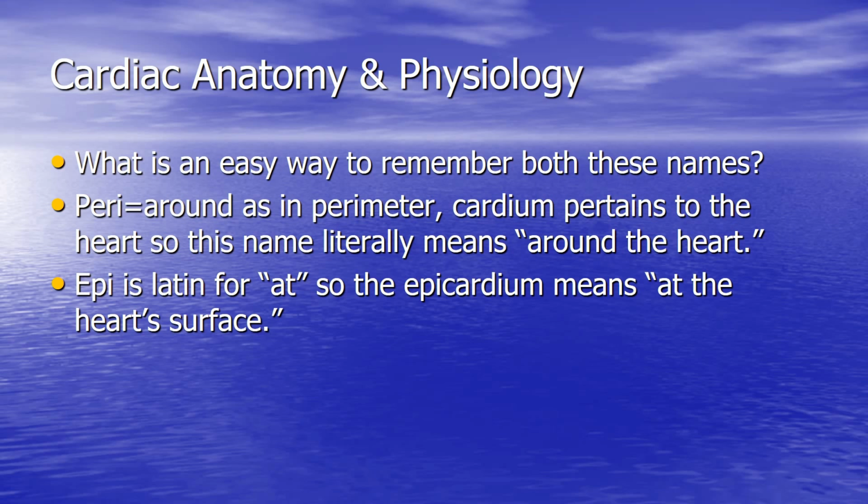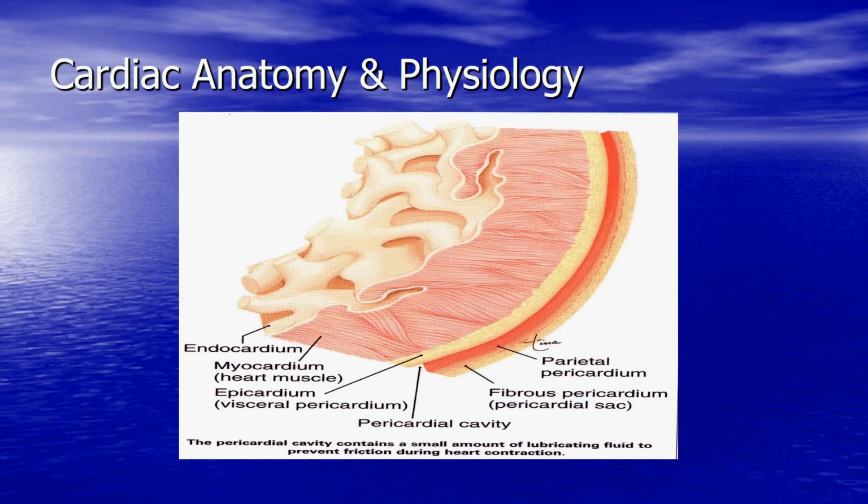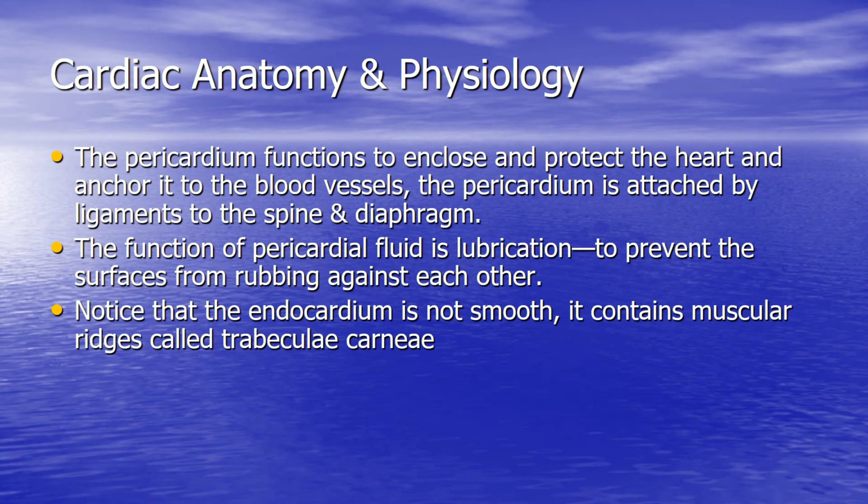On this slide here, we're basically applying what we learned from medical terminology. We're breaking apart the term pericardium and the term epicardium. When we look at the following diagram, we can see the 3 layers starting from the outside, the parietal pericardium. We see the pericardial cavity with the pericardial fluid, and we see the visceral pericardium that actually is attached to the epicardium. The pericardium functions to enclose and protect the heart and anchor it to the blood vessels.